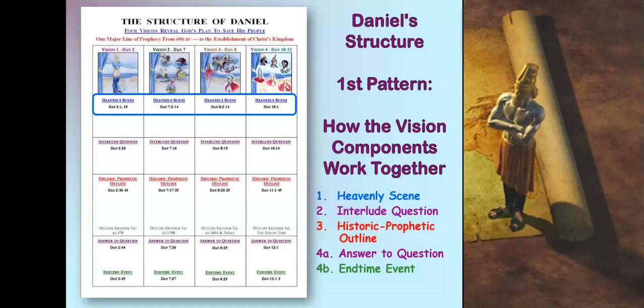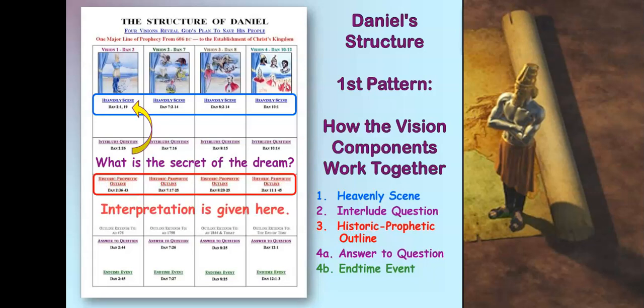So that's the heavenly scene. The visions and dreams begin with a heavenly scene. Then it follows in all of these visions with the interlude question. As I said, if you see such a vision or have such a dream, the first thing you ask is, I wonder what that meant. So that's the interlude question: what is the secret of the dream? That's always followed by the historic prophetic outline, where the interpretation is given to the heavenly scene.